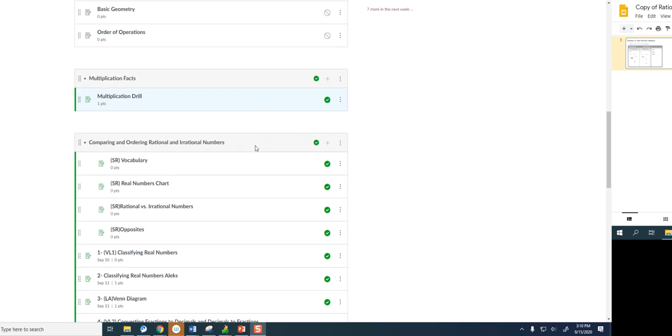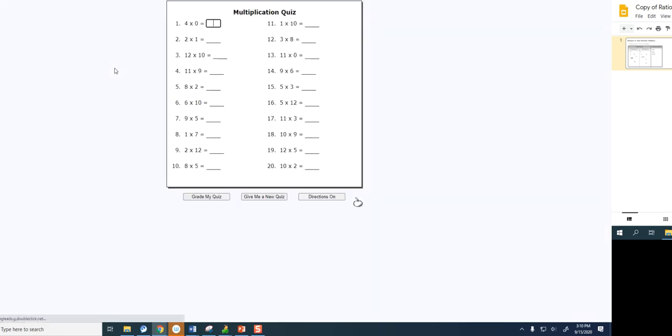And then as we scroll down even further, this multiplication drill, I'm going to show you this too. This is something that we practice every day in my class.